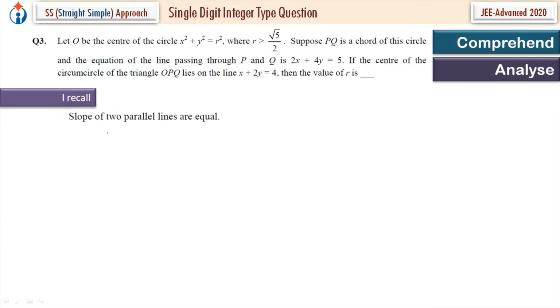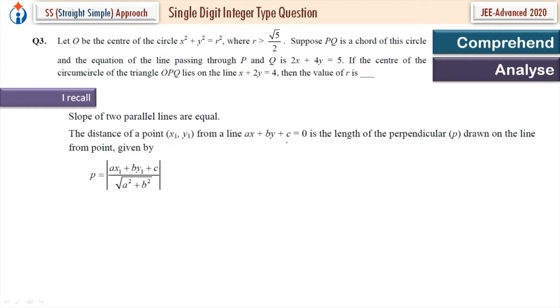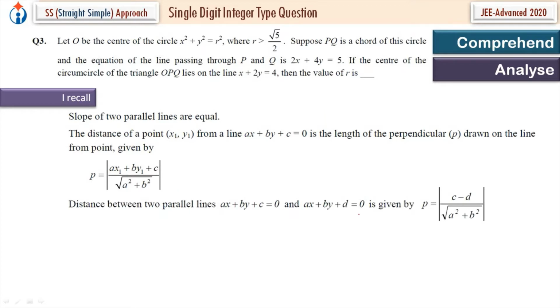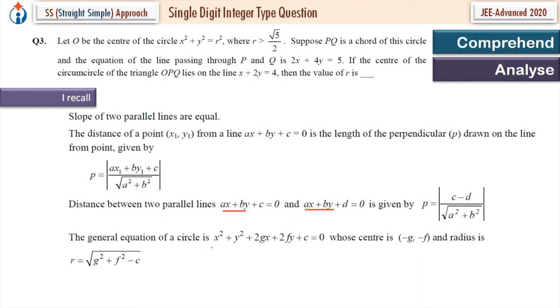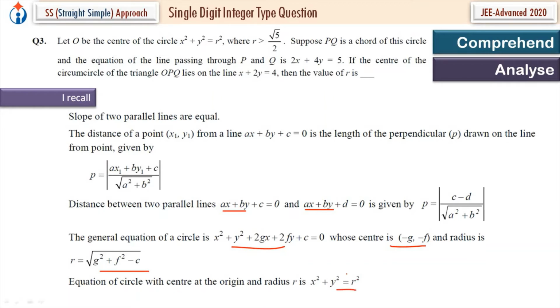So I recall slope of two lines are parallel. The distance of a point from a line, perpendicular distance formula, 11th NCERT. Distance between two parallel lines. The important thing is coefficient of x and y of two lines should be same. So we have this result, NCERT. And the general equation of the circle is this. Center is this, radius is this. NCERT results. Equation of circle with center at origin and radius R is this. All basic results.